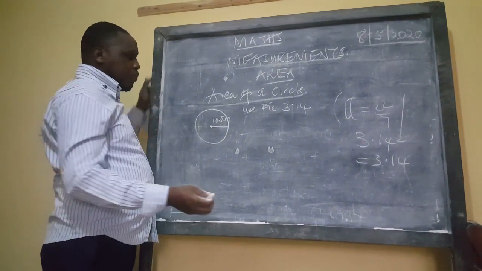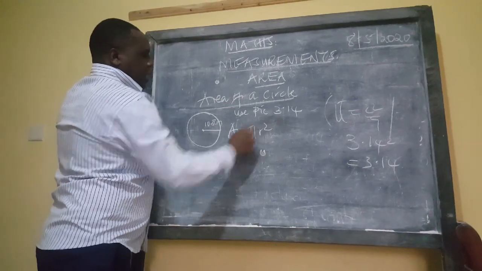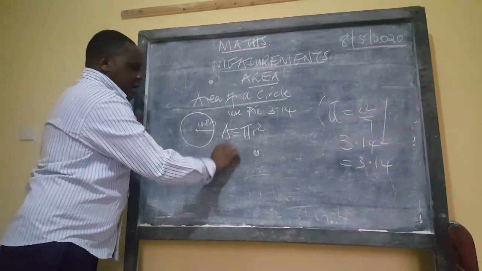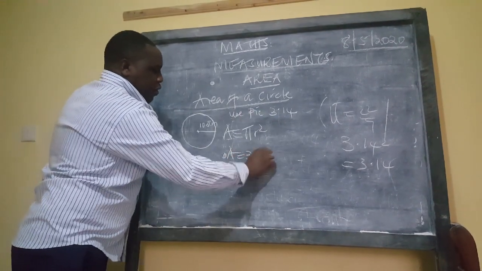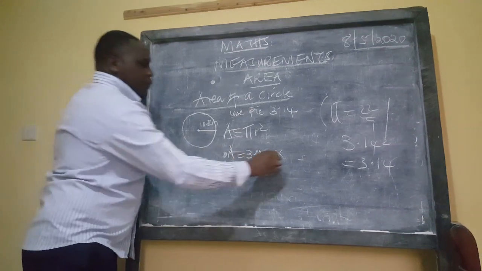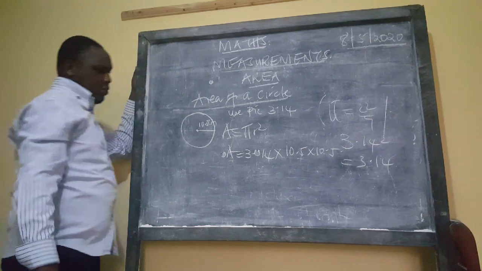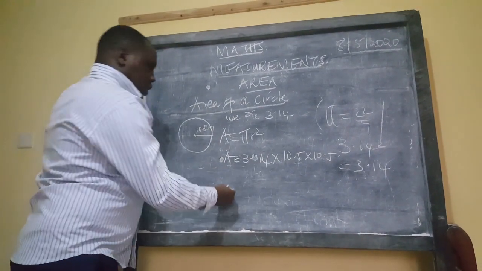So what are you going to do? Area is equal to pi r squared. That is very, very important that you write the formula. Then area will be equal to 3.14 times the radius, which is 10.5, times 10.5, radius squared. So you are going to calculate this. This is just simple.